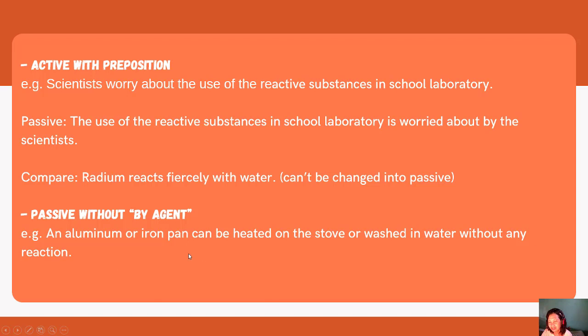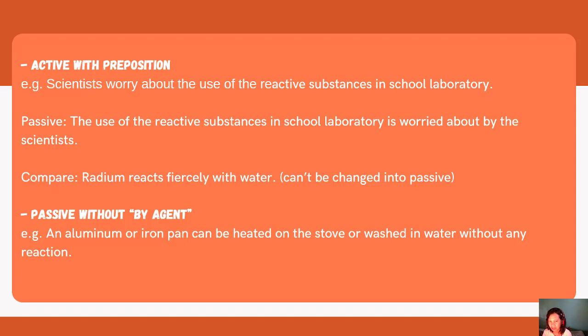Actually, if you want to insist on converting the sentence into active, it's okay. But if there is no by agent in the passive sentence, you must find your own agent as the subject of the active. For example, in this sentence, you will have he or people. So you have people can heat an aluminum or iron pan on the stove, or wash it in water without any reaction. So you have it like that. But again, it depends on the meaning. It seems that this sentence doesn't need an agent, so we don't have to write by agent here.